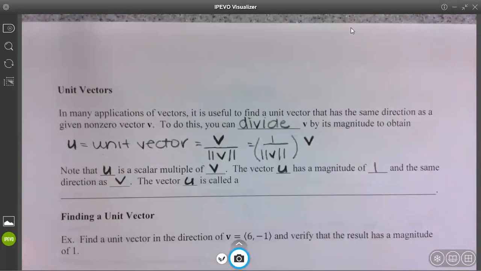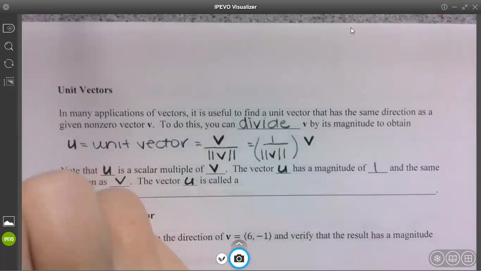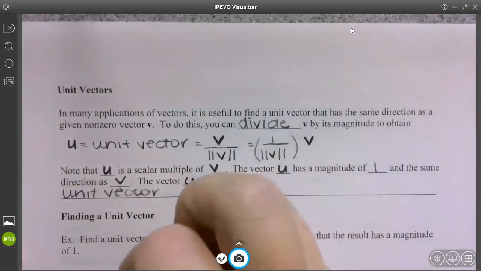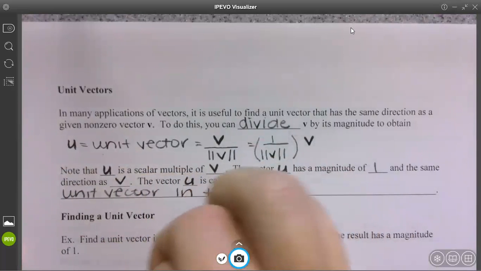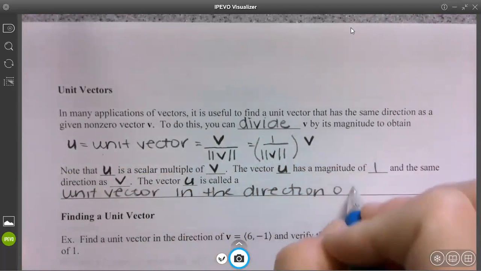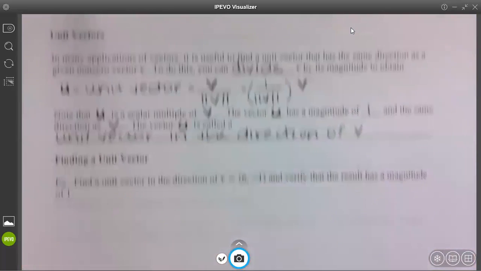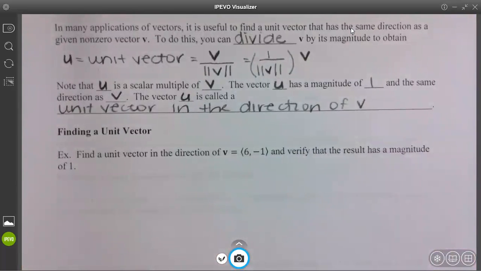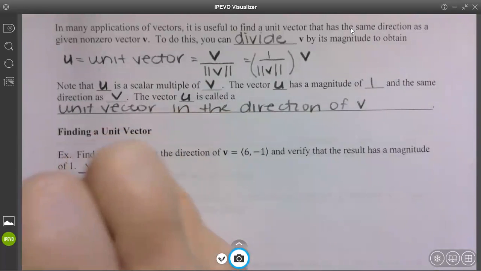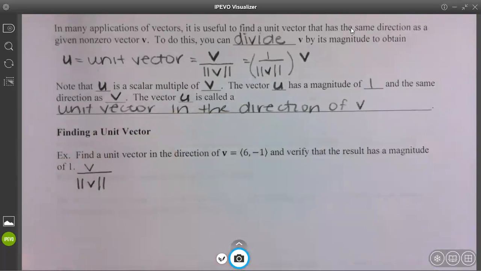The vector U is called a unit vector in the direction of V. So again, all we're doing is trying to find the unit vector. Find a unit vector in the direction of V = <6, -1>, and verify that the result has a magnitude of 1. So to find the unit vector, we divide by the magnitude.